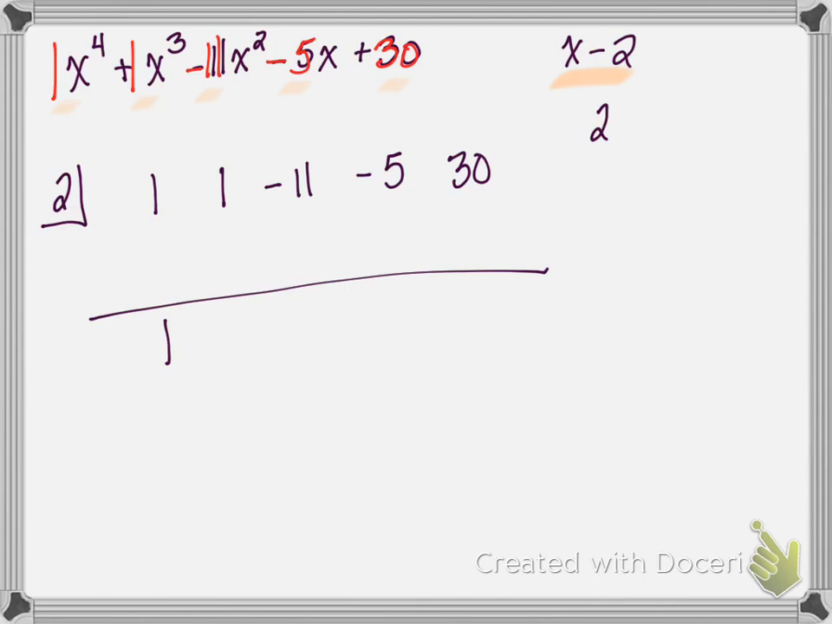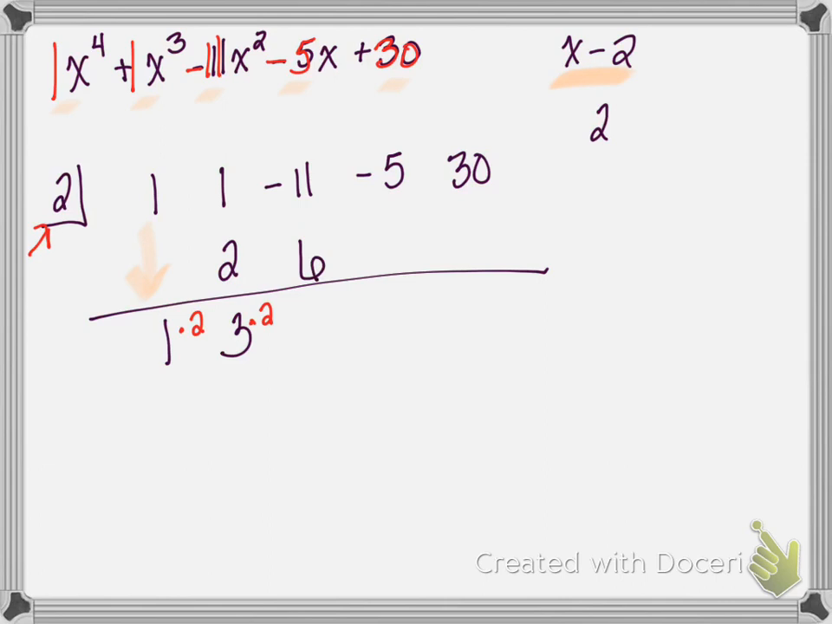Okay? And then so I bring down my 1. That's what I just did right here, is I brought the 1 straight down. Whatever that first term is, you bring it straight down. Now I am going to multiply this one by 2, because 2 is our solution. So 1 times 2 is 2. 1 and 2 added together is 3. I take the 3 and I multiply it times 2. 3 times 2 is 6. So I put 6 right here.